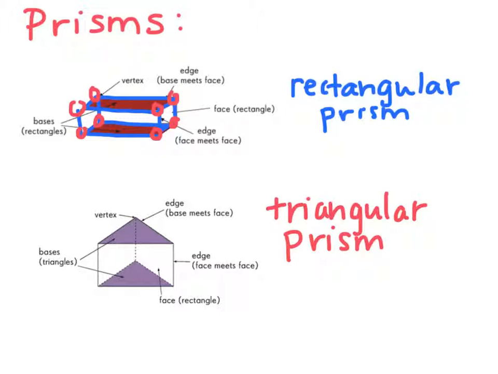So let's take a look at the parts of our triangular prism. We have 5 faces, top and bottom, and 1 of each of the triangular sides, correct?